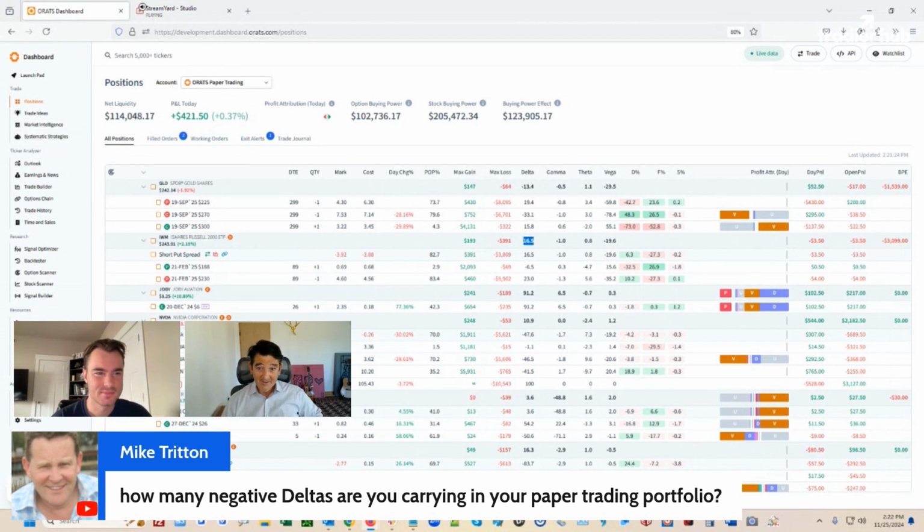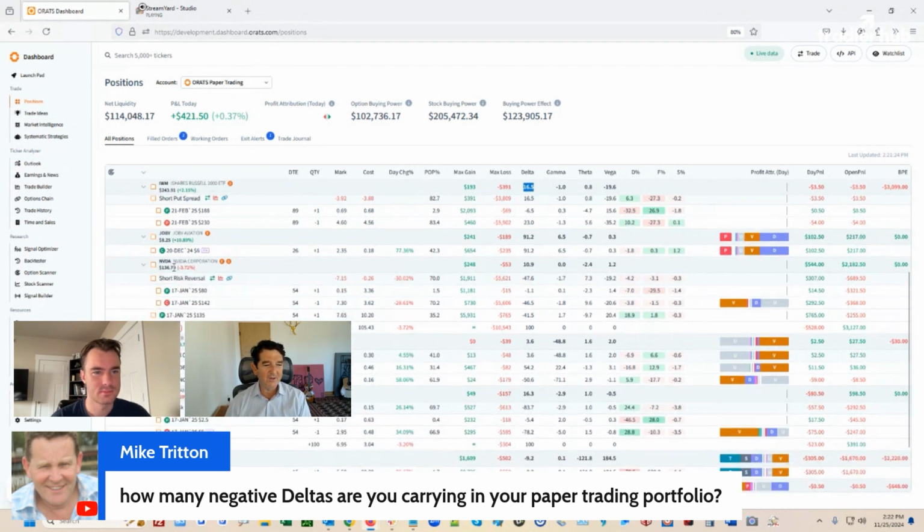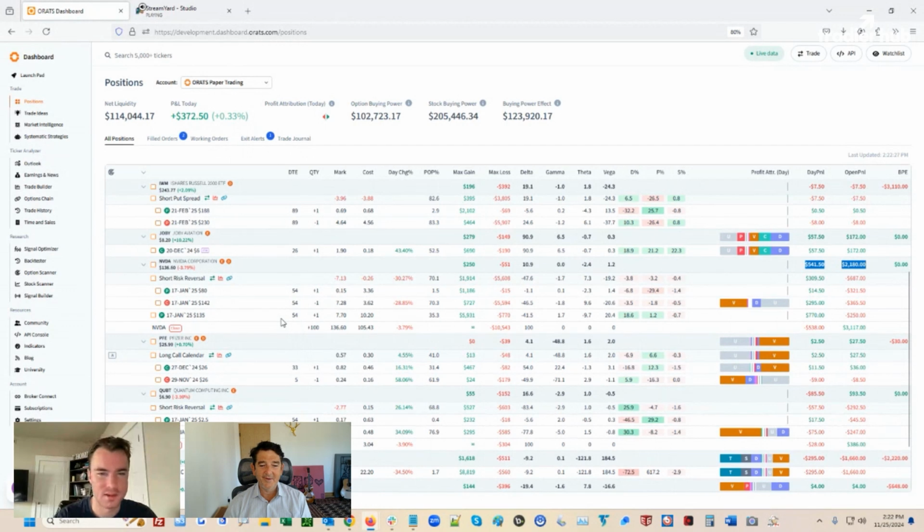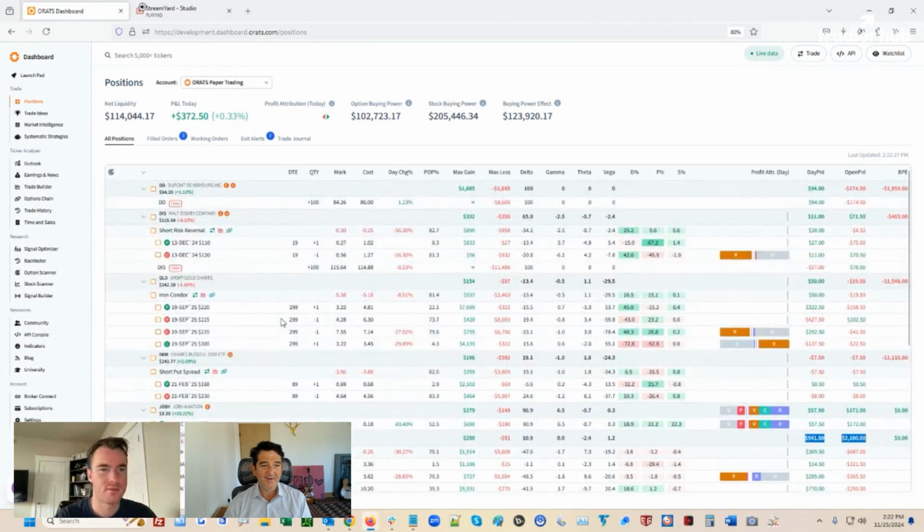Doing pretty good though. This started at 100,000. Nice. This NVIDIA, I think this was a trader show. We've continued just to ride this one. So we're pretty protected on this one. Very protected, I'd say, but still doing pretty well. All right. Well, thanks for the question, Mike. Thank you, Matt, for answering that.